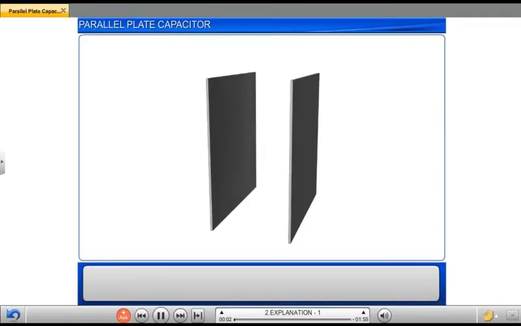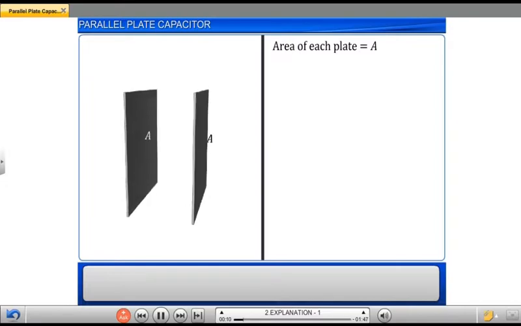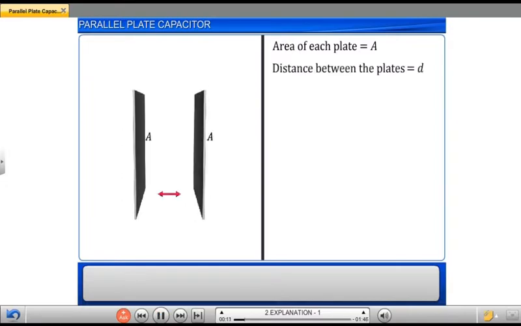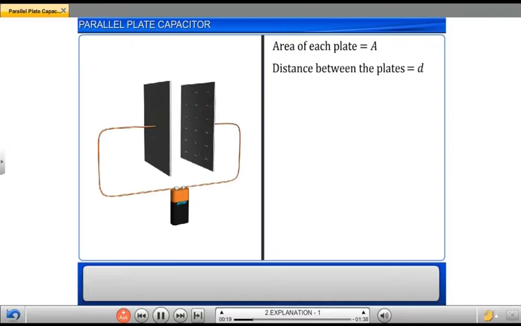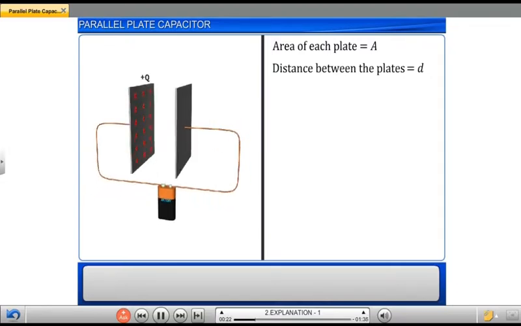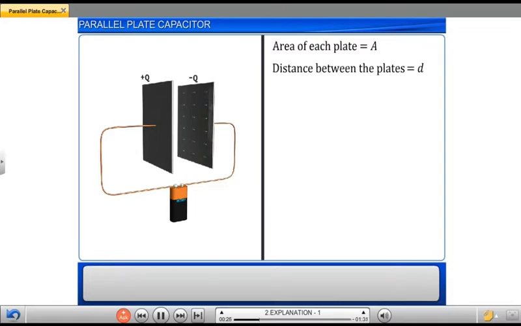A parallel plate capacitor consists of two metal plates, each of area A and separated by a distance d. When the plates of the capacitor are connected to a battery, one of the plates is given an excess charge plus Q, and the other is given an excess charge minus Q.